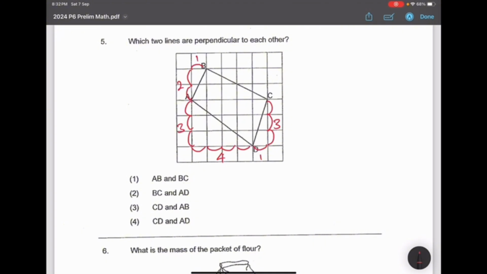Alright, but for BC, let's look at it. We have 1, 2, 3, 4, and 1, 2. We have 4 and 2. But what I want you to pay attention to is that BC meets at a point in the grid over here. So what I want to do is to look at this. So it's actually 2 and 1, just like AB. Can you see that? And therefore, my answer is AB and BC, which is number 1. And that is my answer for question 5.